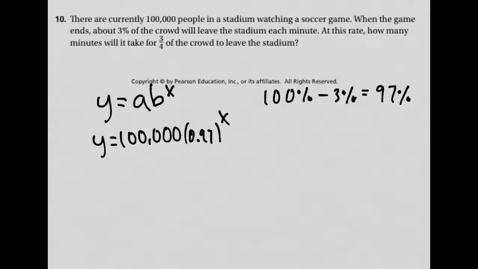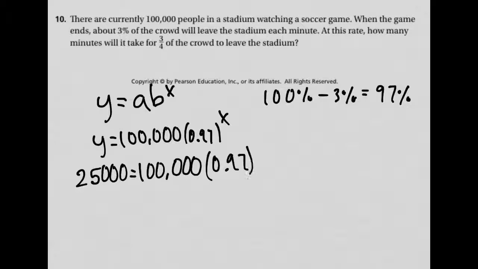Well, half is 50,000, right? A quarter is 25,000. So if 3/4 leave, that means that 1/4 is left. So there's only 25,000 people left in the stadium. So what you should do to solve this is set your y as 25,000, the number of people left. Not the number of people that have left, but the number of people that are still in the stadium. There's your equation that you need to solve.